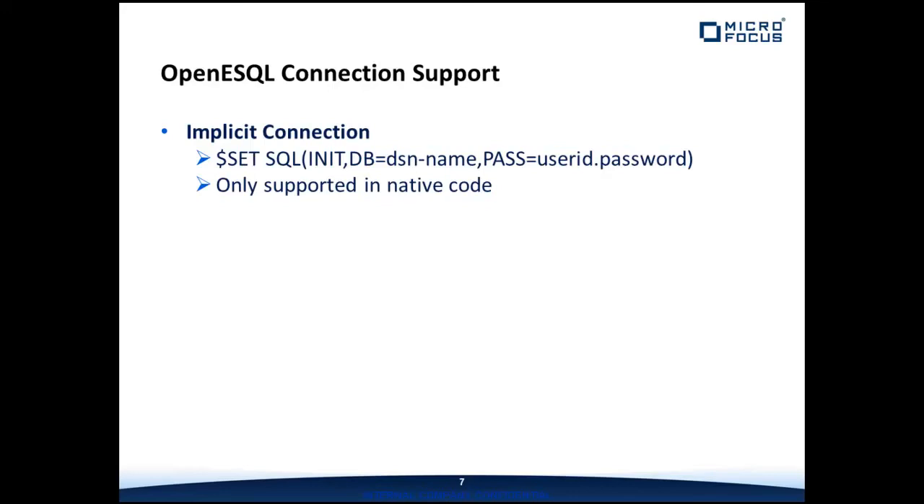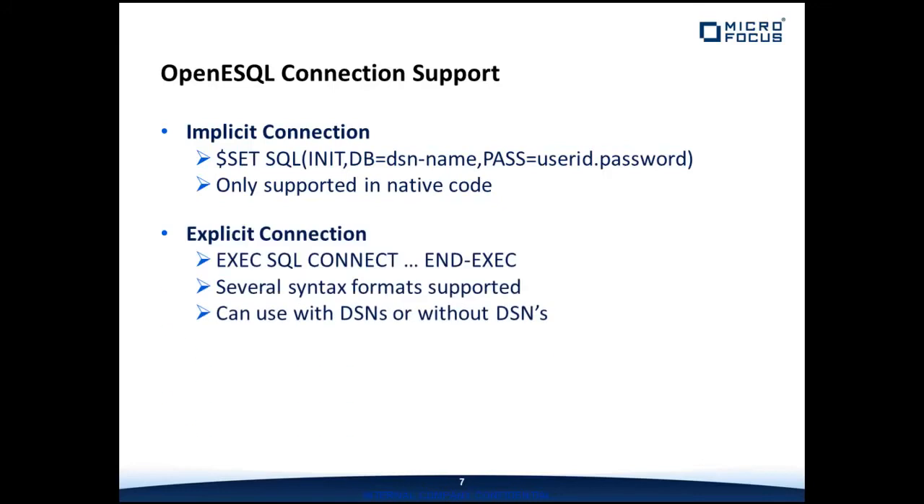Implicit connections are only supported in native code, and it generally is not a good idea to use them, as all information is hard-coded and your application must be recompiled if any information changes. A better method of connecting is to use an explicit connection. In an explicit connection, an exec-SQL connect statement is executed, which contains necessary connection parameters such as DSN and user credentials. Several syntax formats are supported to ease migration from other systems such as Oracle Pro COBOL or Mainframe DB2.